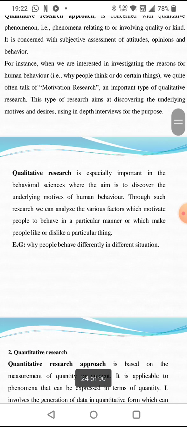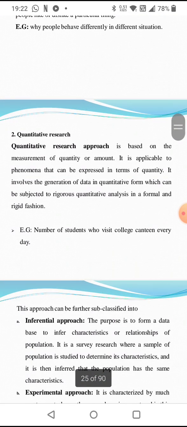Next, coming to qualitative research as well, it is especially important in the behavioral sciences where the aim is to discover the underlying motives of human behavior. Through such research, we can analyze the various factors which motivate people to behave in a particular manner or which make people like or dislike a particular thing. Why people behave differently in different situations. That is how you get to know. So, this was about the qualitative research.